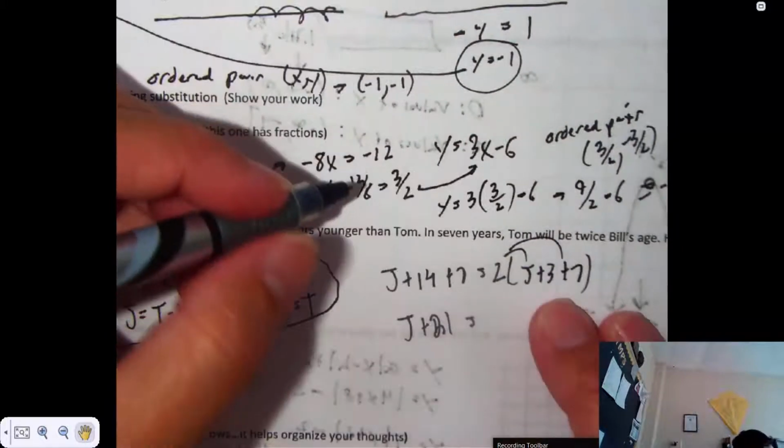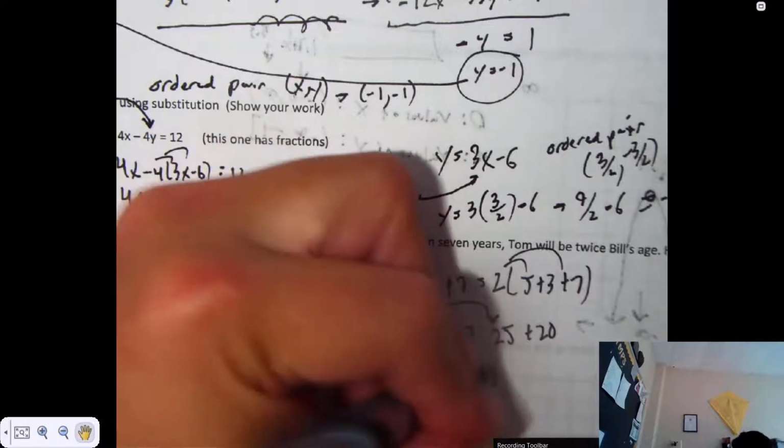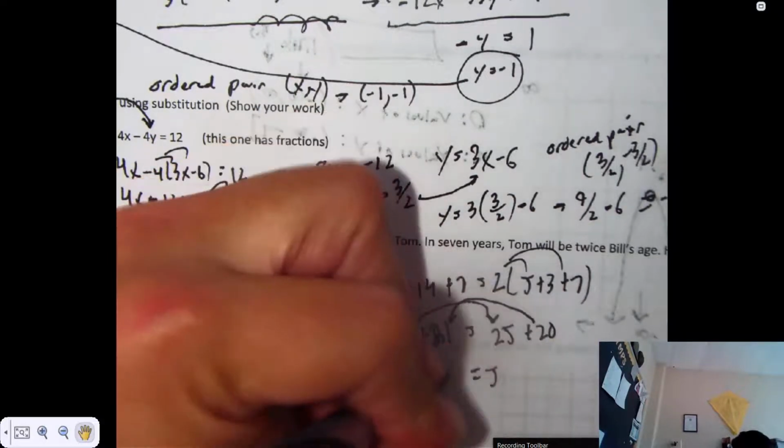Now, if we put 14 and 7 together, we'll get 21. If we distribute this, 3 and 7 makes 10. Twice that is 20. So we'll have 2 Jacks plus 20. Then we'll get our Jacks on one side, our numbers on the other. I'm going to take away a Jack from 2 Jack and get a Jack. I'm going to take away a 20 from 21 and get a 1.